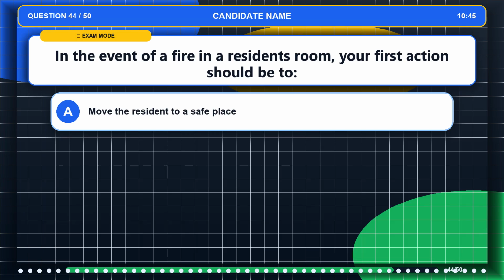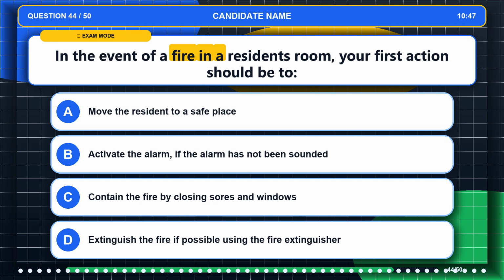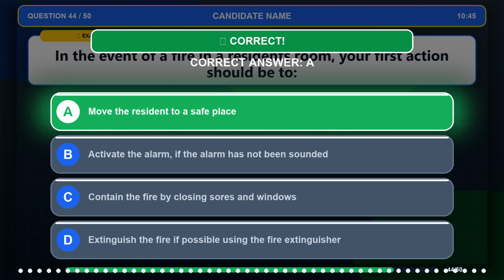Question 44. In the event of a fire in a resident's room, your first action should be to Option A, move the resident to a safe place. Option B, activate the alarm, if the alarm has not been sounded. Option C, contain the fire by closing doors and windows. Option D, extinguish the fire if possible using the fire extinguisher. The correct answer is option A, move the resident to a safe place.